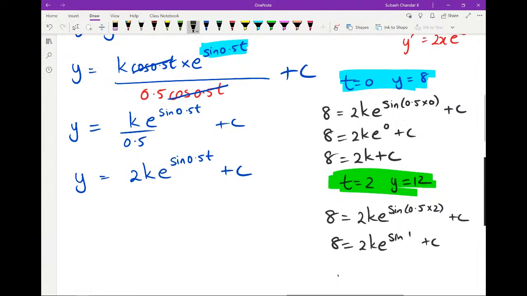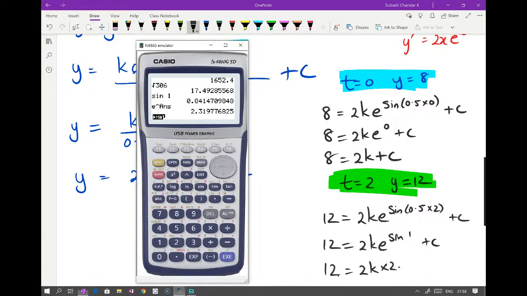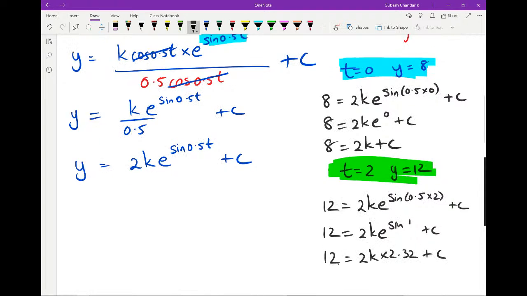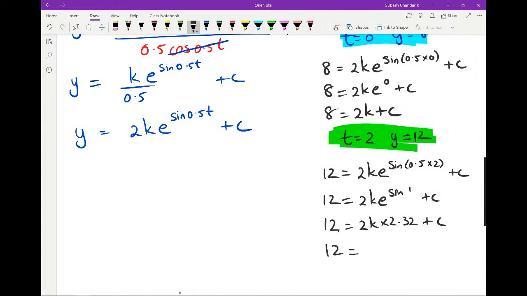Oh, and I realized I made a mistake. Does anybody see my mistake there? Yeah, thank you, I appreciate it. That should be 12. So times 2. What was the calculator answer there? 2.32 plus c. So we've got 12 is equal to 4.64k plus c.